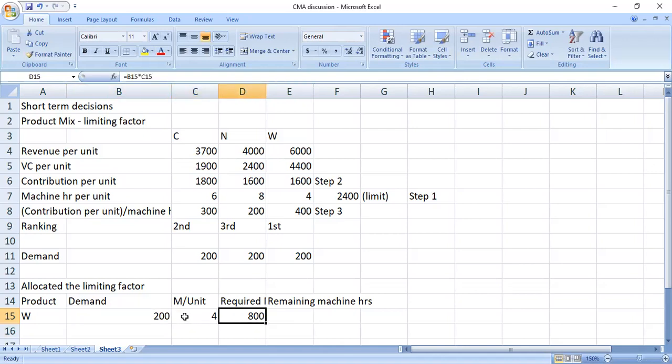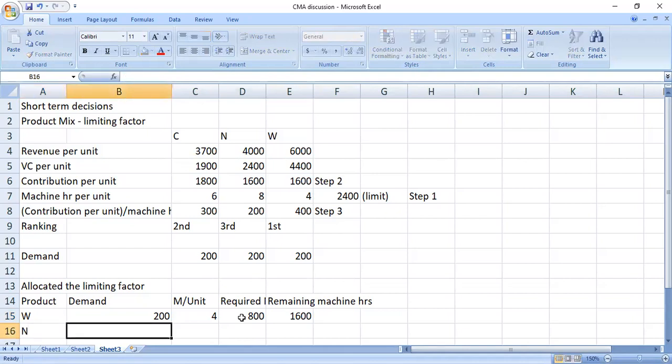So having allocated the 800, how much are you left with as far as your limiting factor is concerned? We only had 2,400. If you remove 800, you will have a remaining balance of 1,600. These are the only machine hours left after producing the 200 for W. Then you go to the next product.